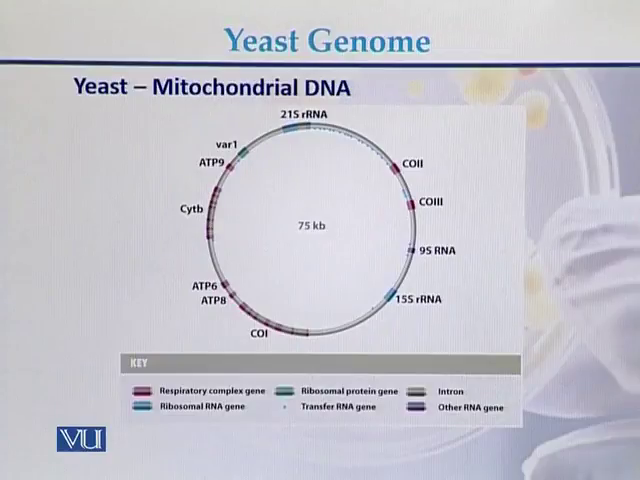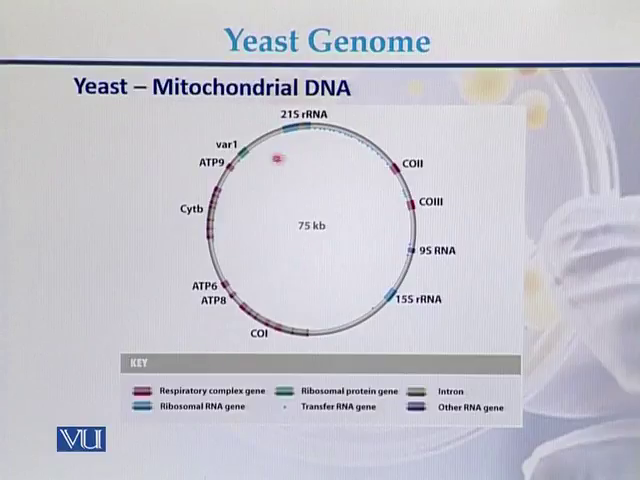In addition to the nuclear genome, or the genome of 16 chromosomes, there is a small mitochondrial DNA present in the yeast cell. The size is approximately 75 kb, although the size of the mitochondrial DNA can be between 70 to 75 kb. Here is a typical example of the mitochondrial DNA.